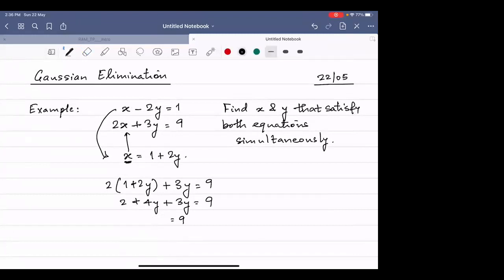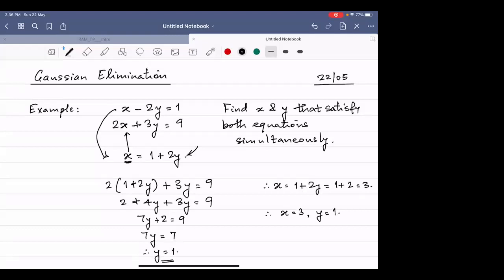So I will have 7y plus 2 equals 9. So that means 7y equals 7. Therefore, y equals 1. And so if I know y equals 1 now, I can substitute it back here, to give me that x, which is supposed to be 1 plus twice y, is now equal to 1 plus, y is 1, so that's 3. So I get the answer x equals 3, y equals 1.